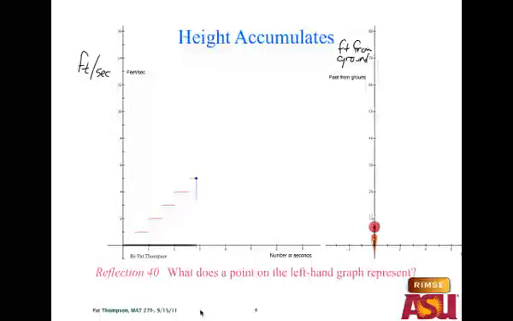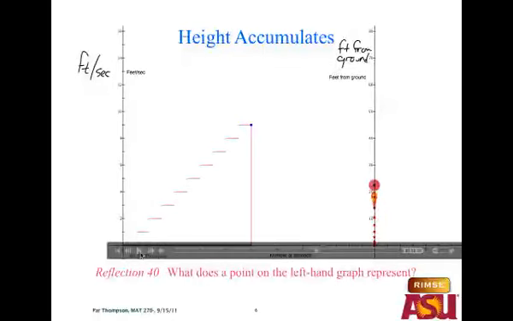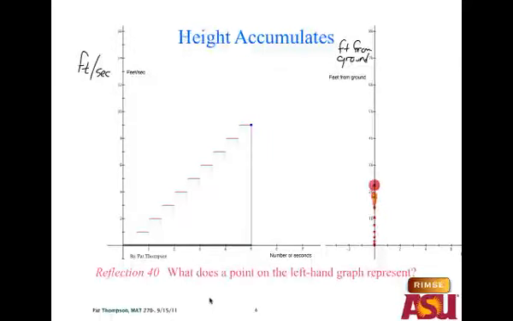Okay, so what does a point on the left-hand graph represent? What does that point represent? Somebody new? Let's see. Who's up? Mackenzie, you're up. What does a point on the left graph represent? A point is the number of seconds per velocity.